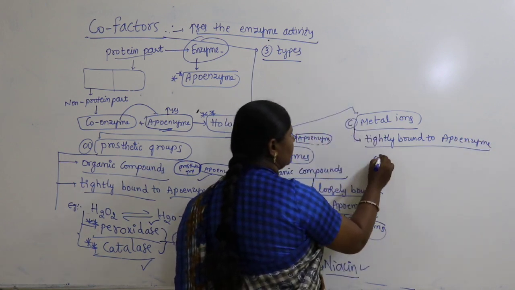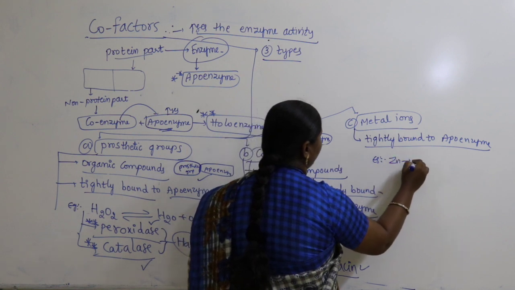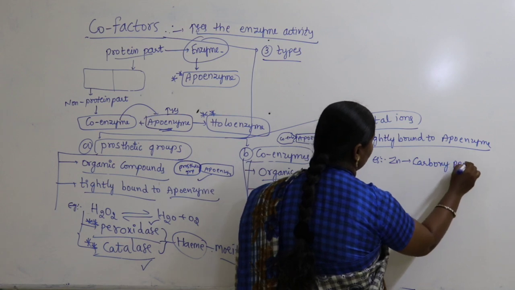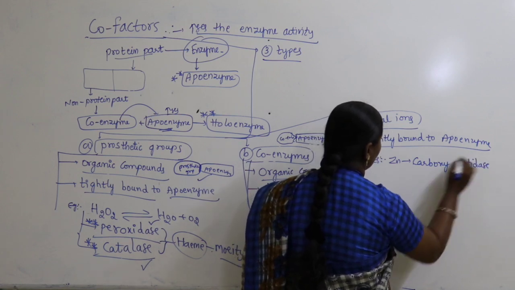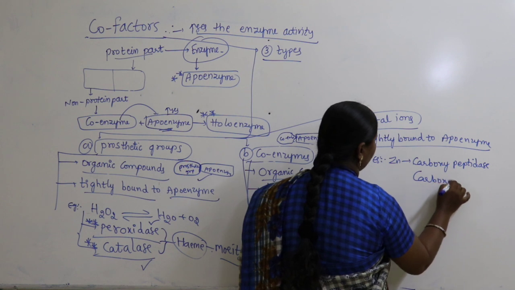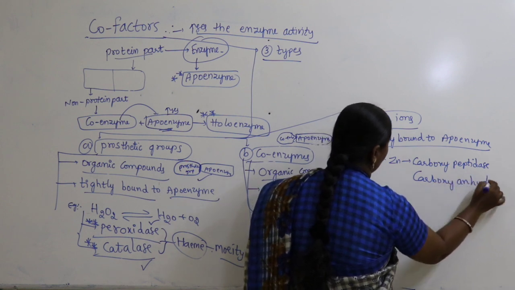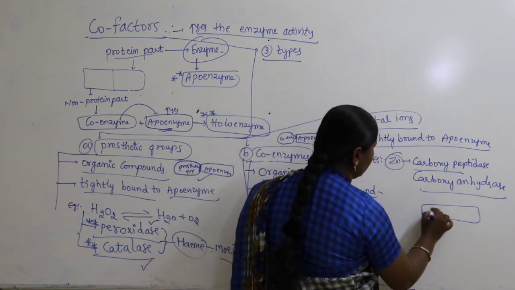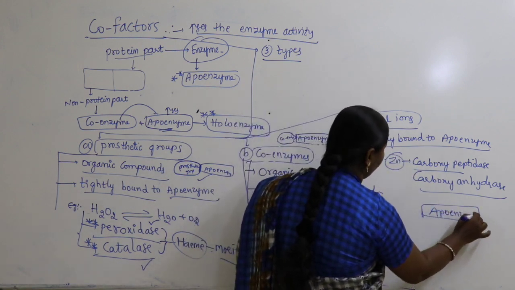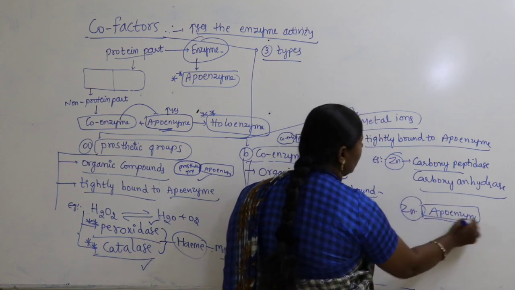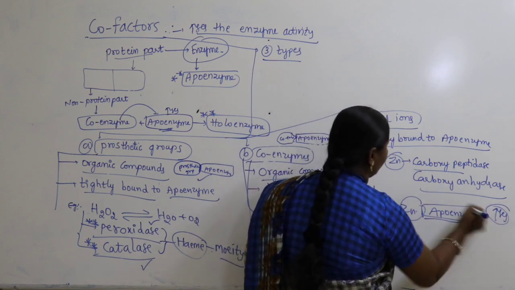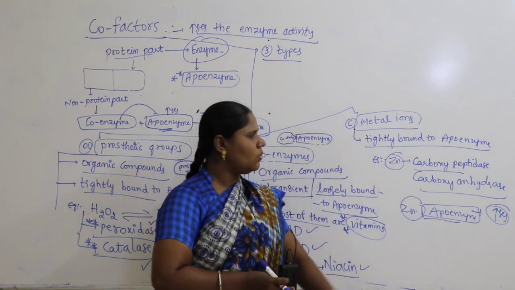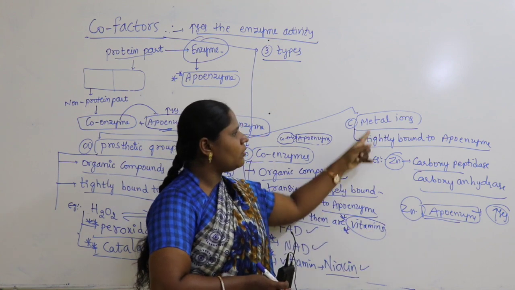For example, zinc is a metal required for carboxypeptidase, or we say carboxy anhydrase. Whenever apoenzyme is combined with metal ions, it increases the activity of the enzyme. When enzyme activity increases, definitely more substrate molecules can be converted into product. So this is an example for metal ions.